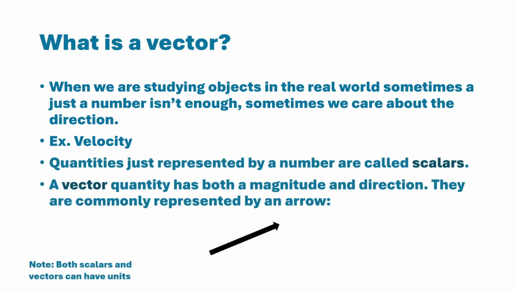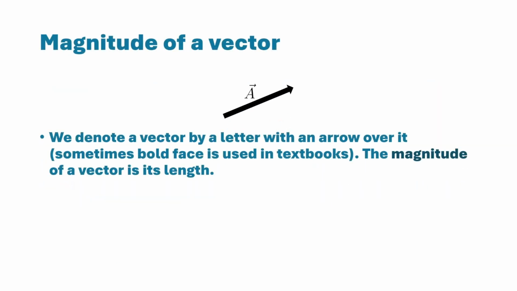A quantity that is just represented by a number is called a scalar. A vector quantity is something that has both a magnitude and direction. So they're commonly represented by an arrow. That's kind of the image you can have in mind. We denote a vector by a letter with an arrow over it. The magnitude of a vector is its length, so it'd be the length of this arrow right here.